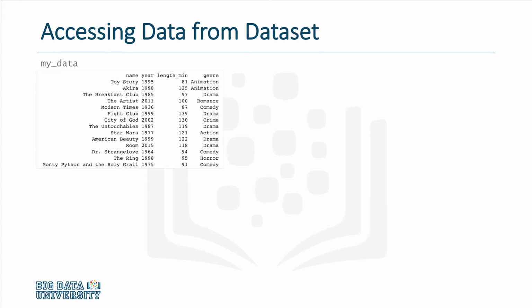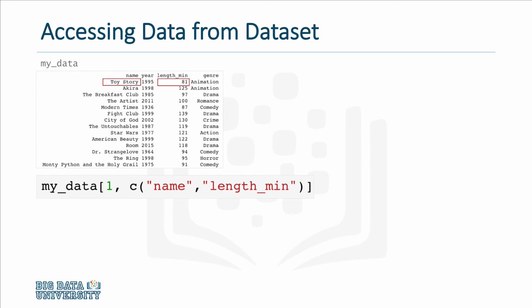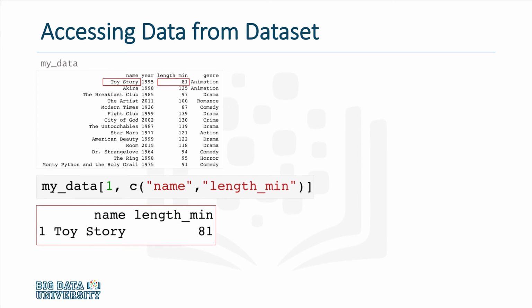It may be the case that you want to retrieve a row, but you're only interested in a select number of columns, like the ones highlighted here. So we can access that row like before, but instead of leaving the column blank, we'll use the c function to form a vector with the columns we're interested in. As you can see in the output, this ensures that we only extract the desired columns.